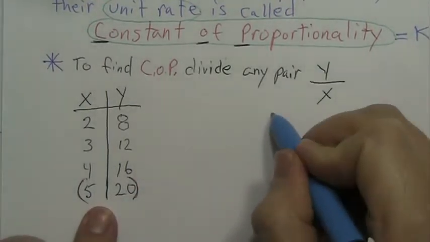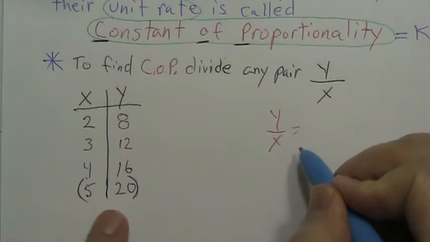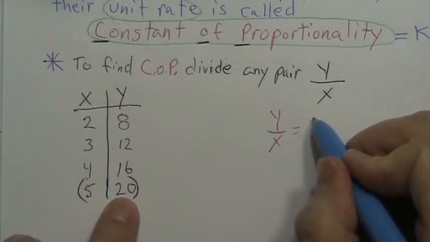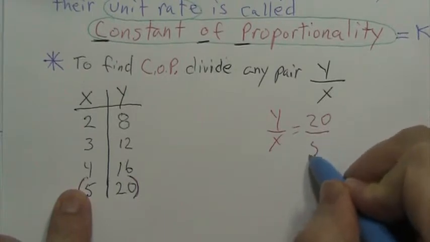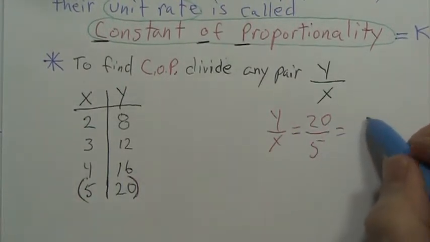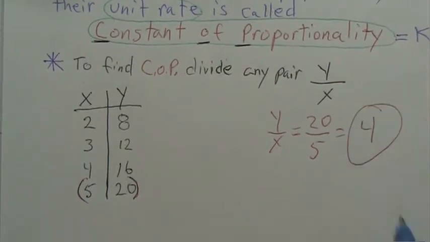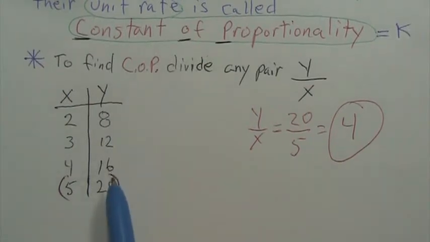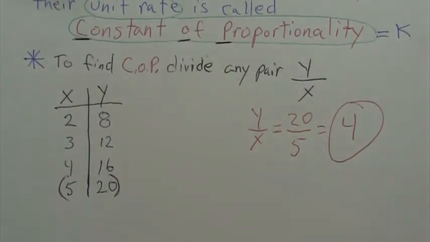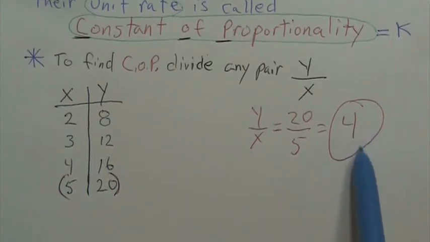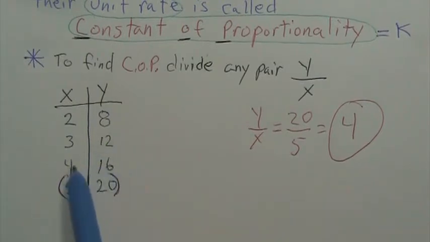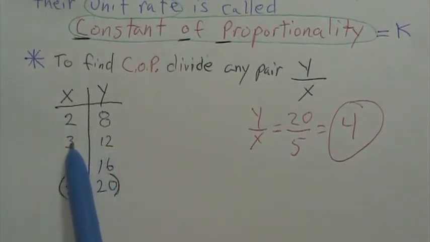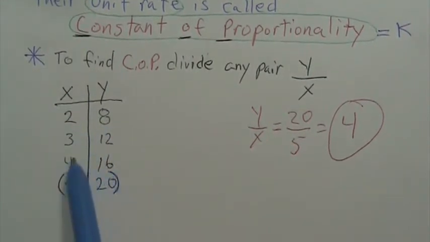So, if I take y over x, using this pair right here, that makes it 20 over 5. 20 divided by 5 is just 4. 4 would be our constant of proportionality, also known as unit rate, except we don't have any units of measurement. And notice that if I take any one of these, I would still get 4. 12 divided by 3, 4. 8 divided by 2, 4. See that? Any one of these would work.